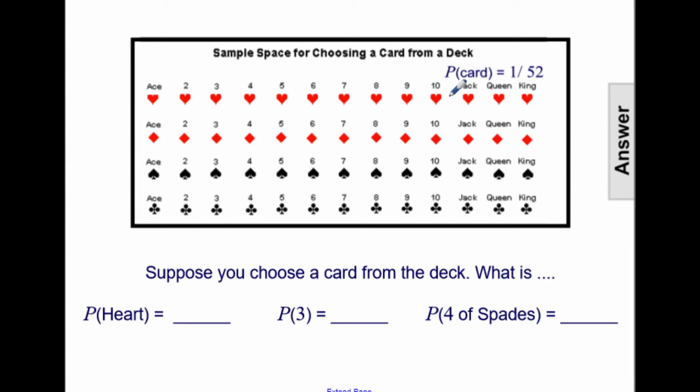So we have the probability of picking one card would be 1 out of 52. There's 52 cards in a deck. So let's look at these probabilities.